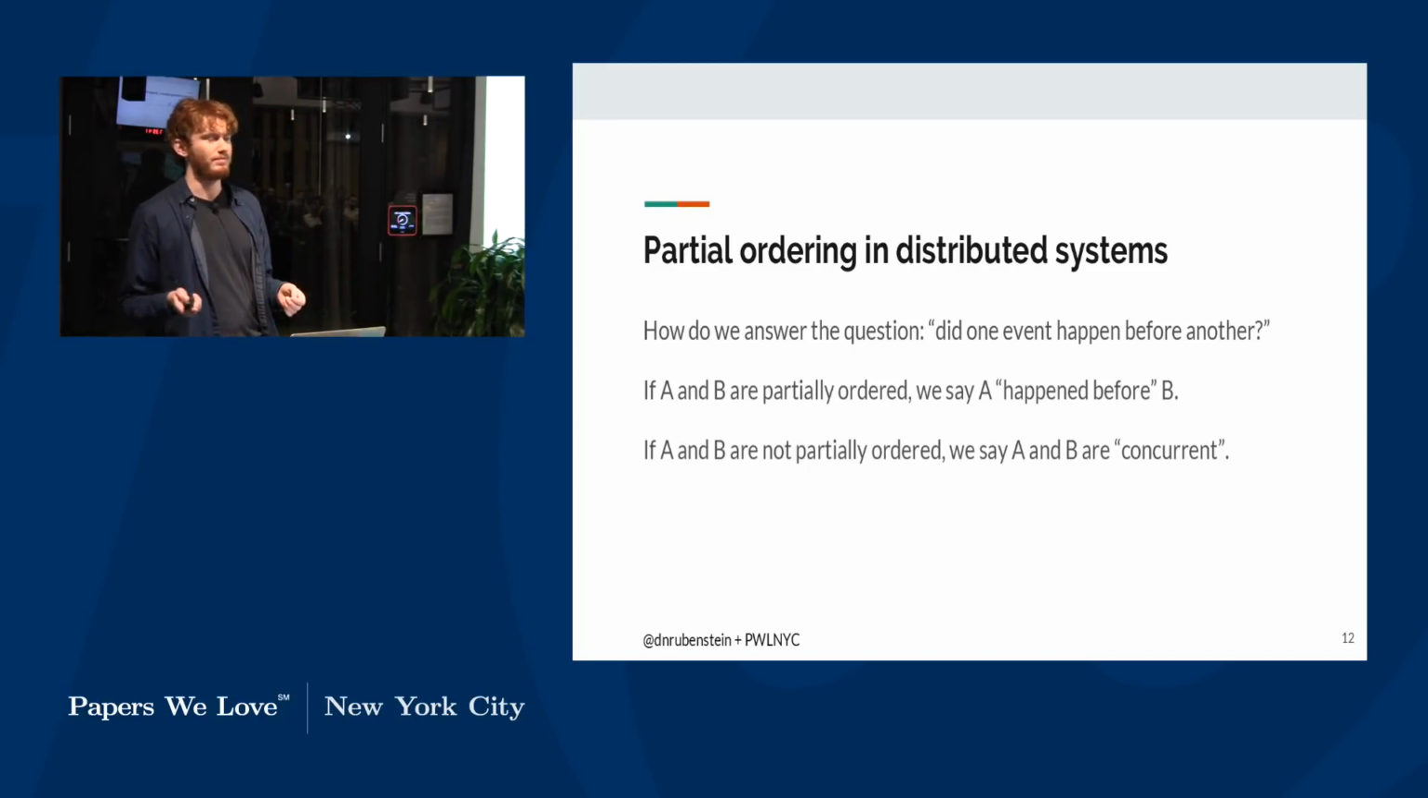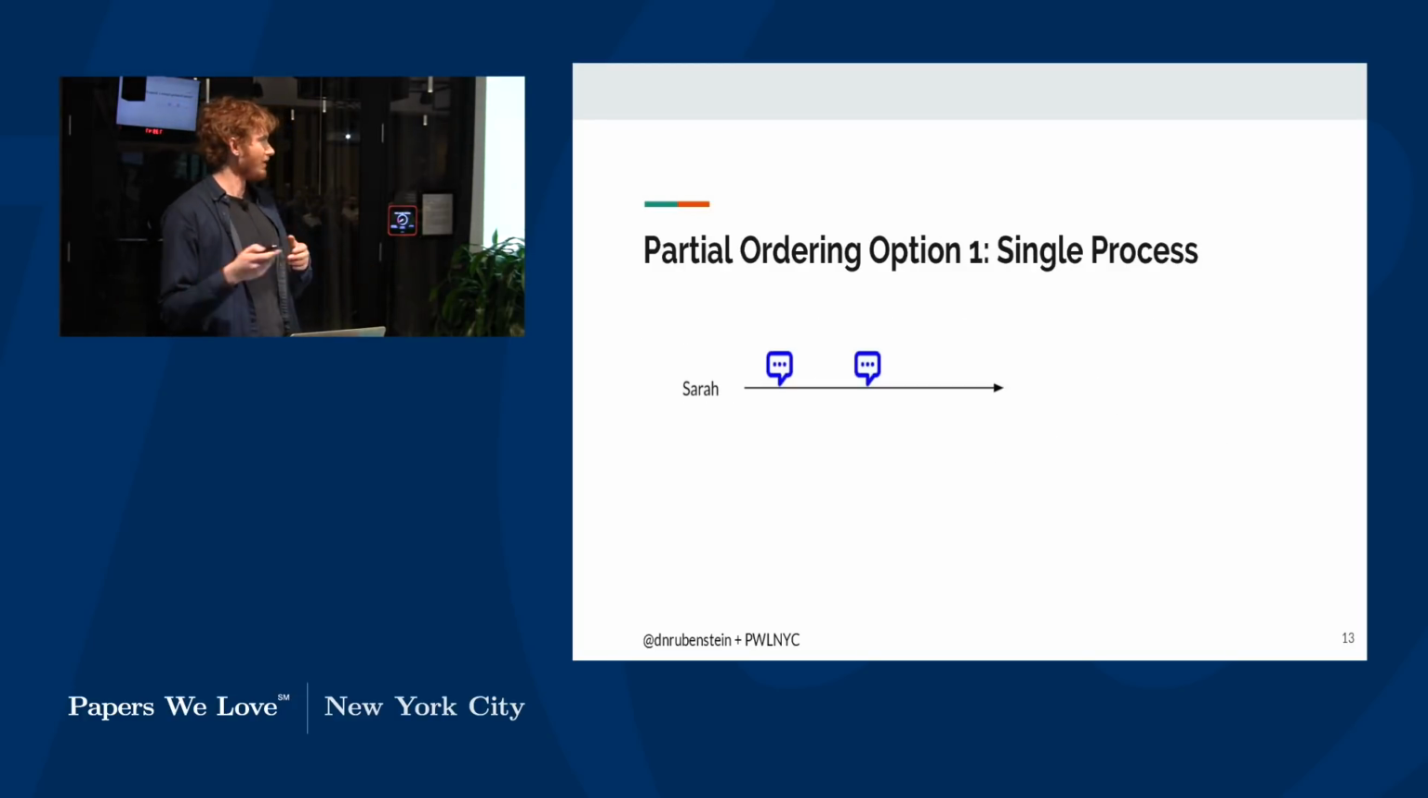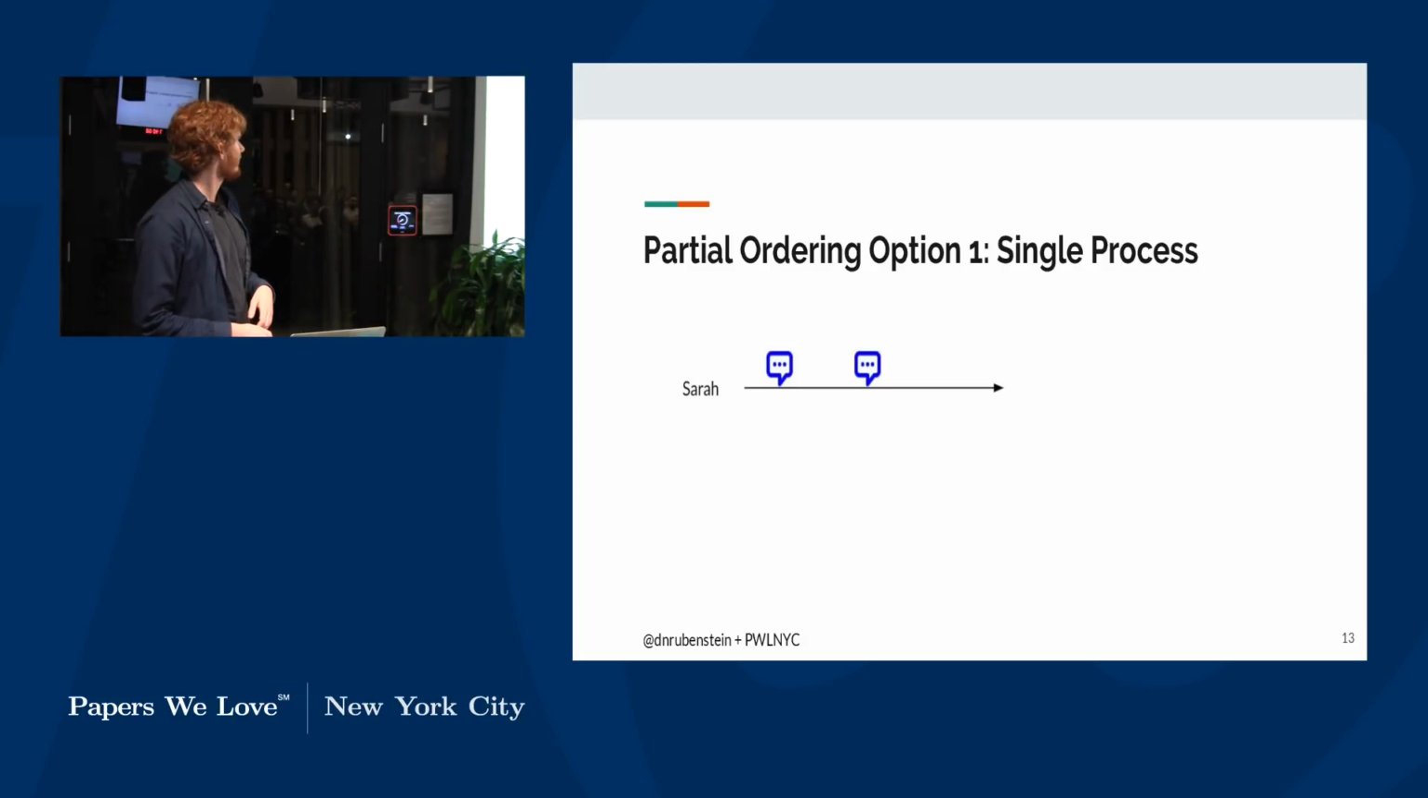3 rules. First rule, in a single process. So in a single process, from Lamport, a priori, we know that we can sort of see everything being totally ordered. We have total knowledge of everything that's going on. So as new events come in, the events that we've seen before on our process happened before the new events.